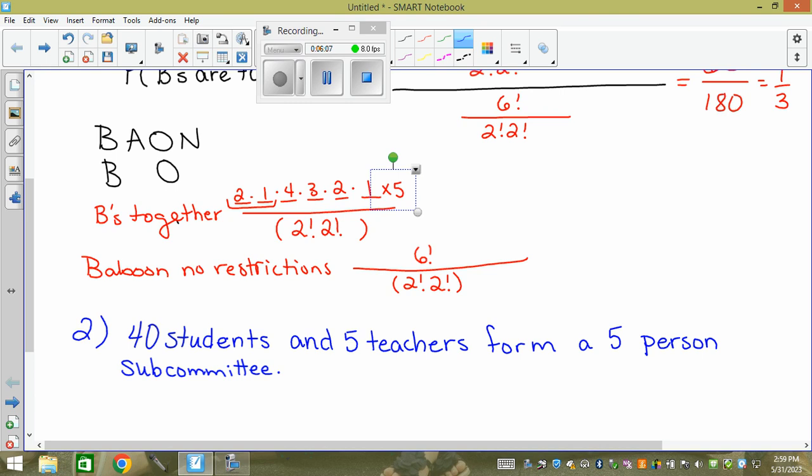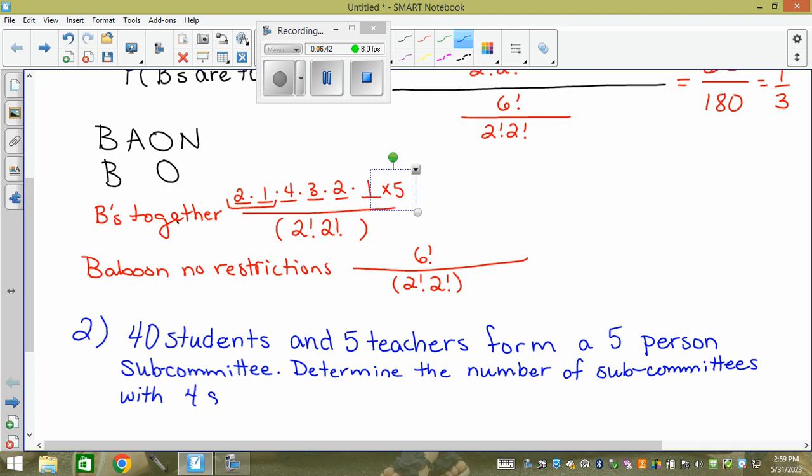Now I'm going to use the word determine. After the word determine, it only affects the numerator, the top. Anything before the word determine affects the top and the bottom. So now I want determine the number of subcommittees with 4 students and 1 teacher.